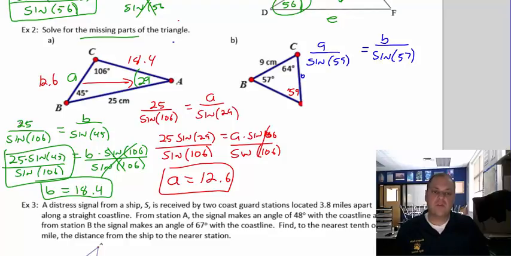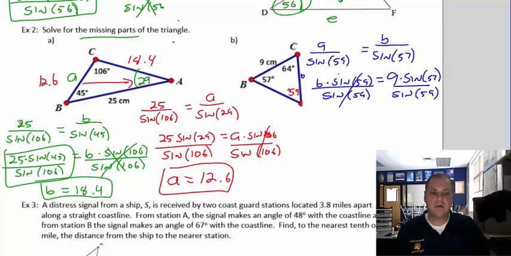Okay, now cross multiply. B sine 59 equals 9 sine 57. Divide by sine of 59. B equals 9 times sine 57 over sine 59. Divide that out, and you get 8.8.